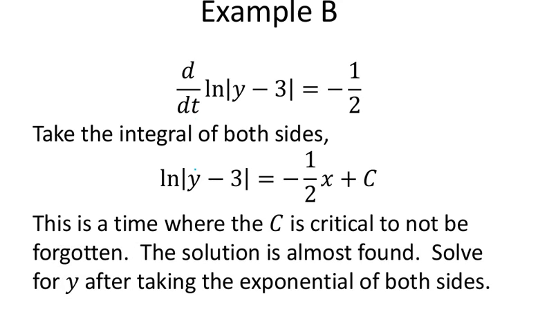And so now let's take the integral of both sides. The integral here, the integral here. And now these integrals and this derivative are going to cancel out. They are going to go away. And now this integral of negative 1/2 is going to be negative 1/2 x. And that's where this x comes from, because we are integrating with respect to x over here. And so we have natural log of y minus 3 equals negative 1/2 x plus c.